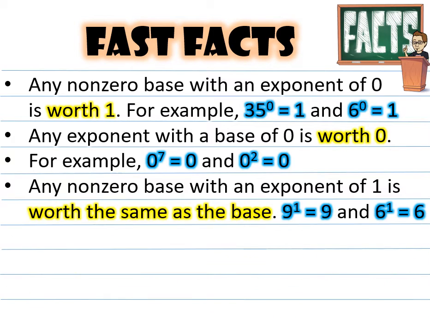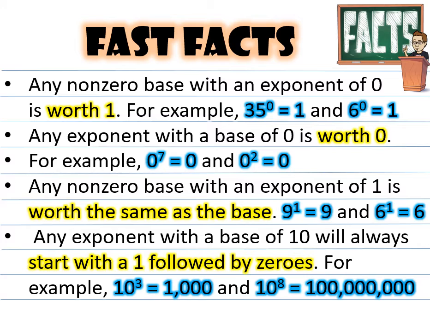Any non-zero base with an exponent of 1 is worth the same as the base. So 9 to the 1st power is worth 9, and 6 to the 1st power is worth 6. Any exponent with a base of 10 will always start with the number 1 followed by zeros. For example, 10 to the 3rd power is the number 1 with 3 zeros, and 10 to the 8th power is the number 1 with 8 zeros. It's kind of easy.